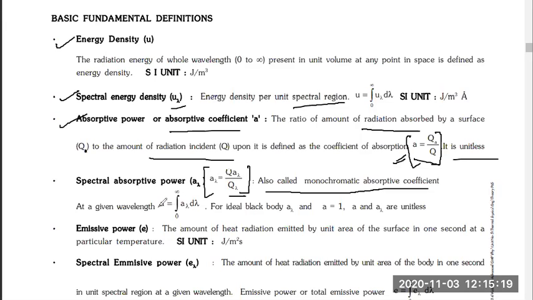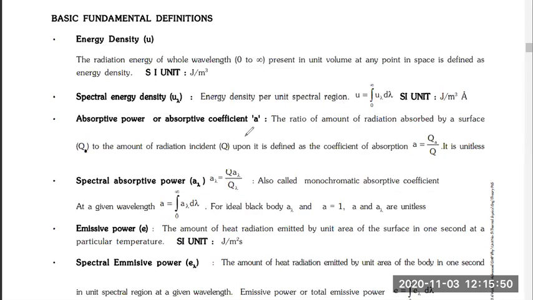Now, at a given spectrum, as we said, just use this formula: U is equal to integration of U lambda d lambda. If you take the ratio by U, because I'm saying Q, can I say that this A will be given as A lambda into d lambda? If you don't get it, just remember that A is equal to A lambda into d lambda, same as U is equal to U lambda into d lambda.